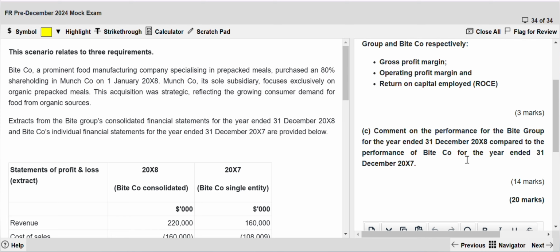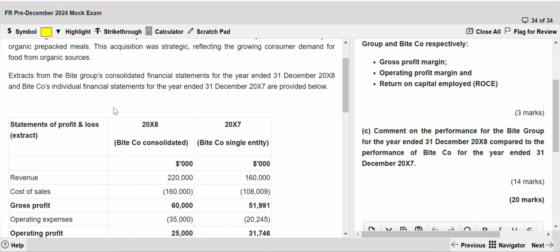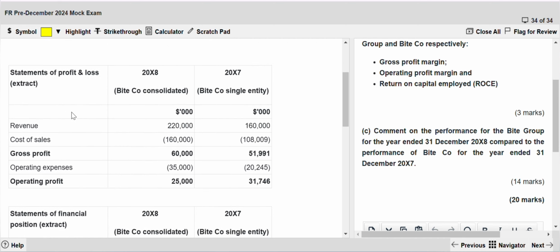Understood? Yes. So first question. Byte, a prominent food manufacturing company specialized in packed meals, purchased an 80% shareholding in Munch company on 1st January. Munch, its sole subsidiary, focuses exclusively on organic packaged meals. This acquisition was strategic, reflecting the growing consumer demand for organic food sources. Extracts from the Byte Group's consolidated financial statements are provided below.